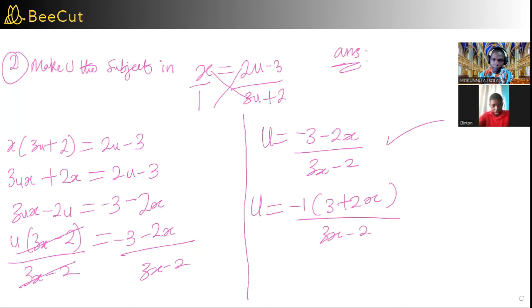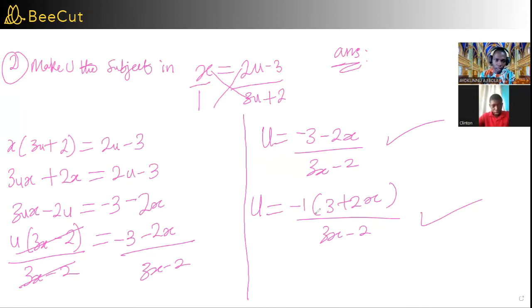Yes, the minus represents minus 1. I factorized the negative sign here. The negative sign is common to the two terms. So once I remove it from minus 3, it becomes positive 3, yes or no? Yes, sir. And once I remove the negative 1 from minus 2x, it becomes positive 2x, yes or no? Yes, sir. So is it clear to you now?